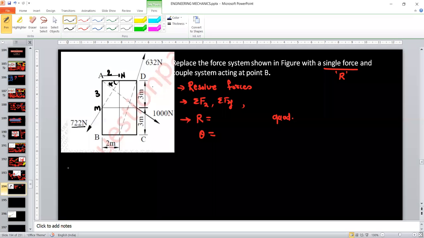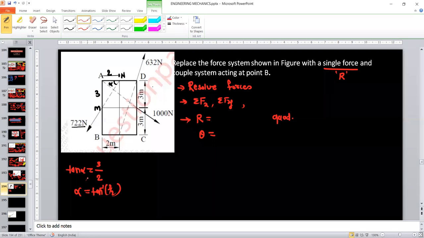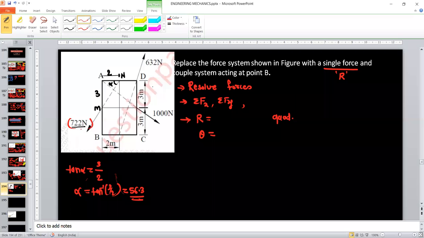So if you use tan alpha, this is equal to opposite, which is 3, and adjacent, which is 2. So alpha is equal to tan inverse 3 upon 2. So angle alpha is 56.3. So this is the angle for this force, 722 Newton.